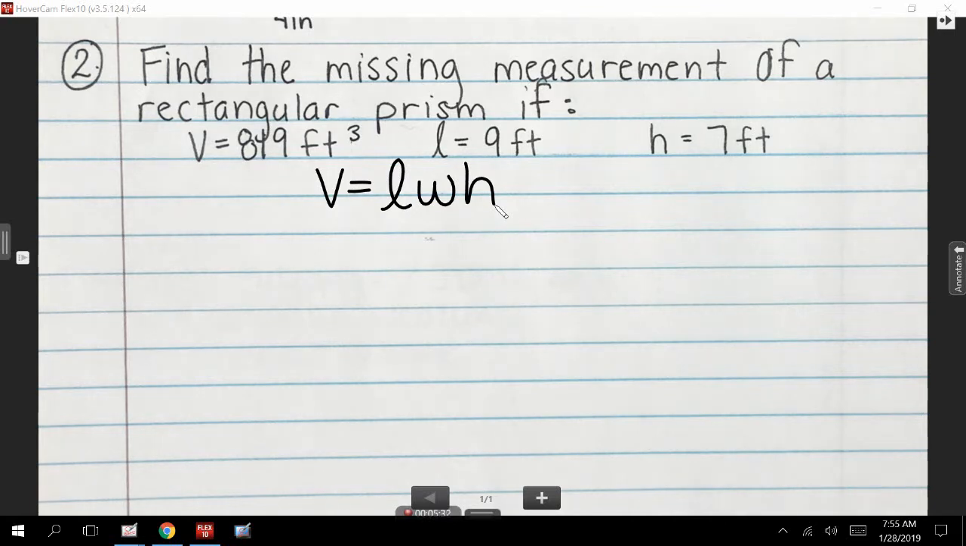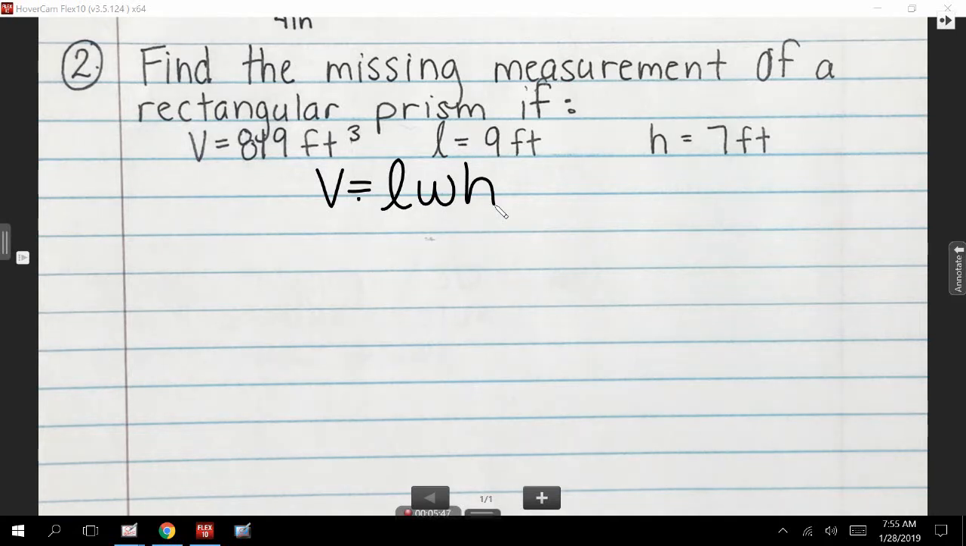Because it tells me it's a rectangular prism. It tells me we're talking about volume. And we have a formula. So we're going to write that down. Okay, I have my formula.